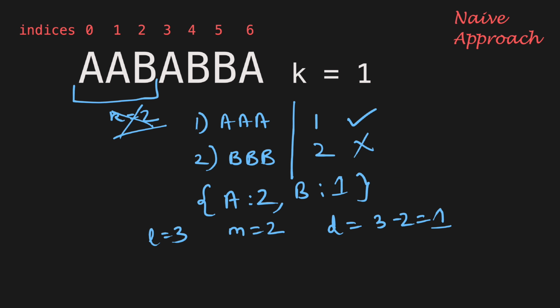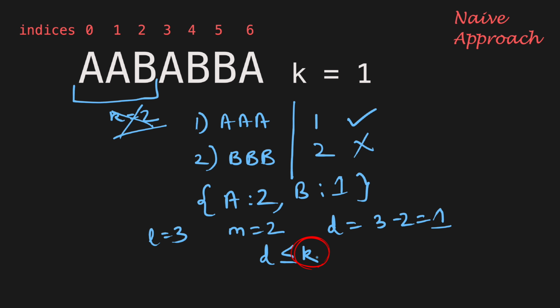and get the homogeneous substring. And in general, if this difference is less than or equal to k, that is, the number of replacements required are less than or equal to the number of replacements available to us, we can easily make the substring homogeneous. And iterating over all substrings, we can determine the maximum length of a homogeneous substring that can be achieved.